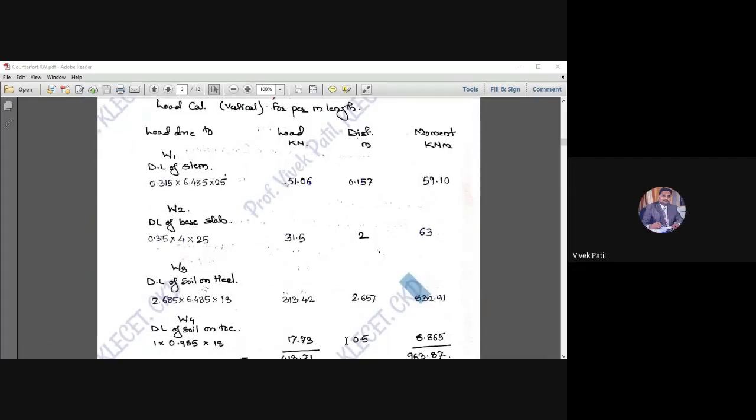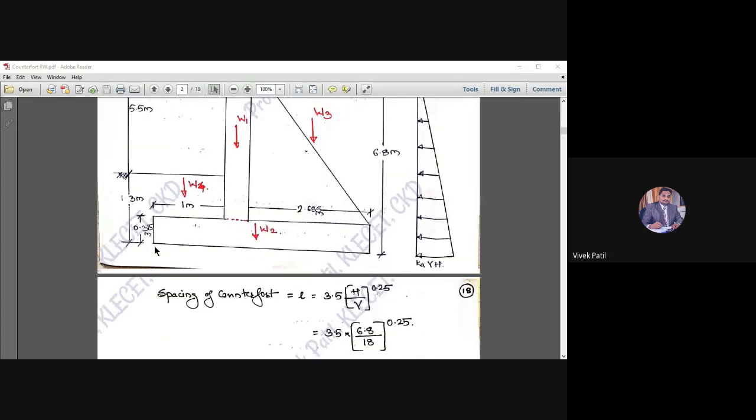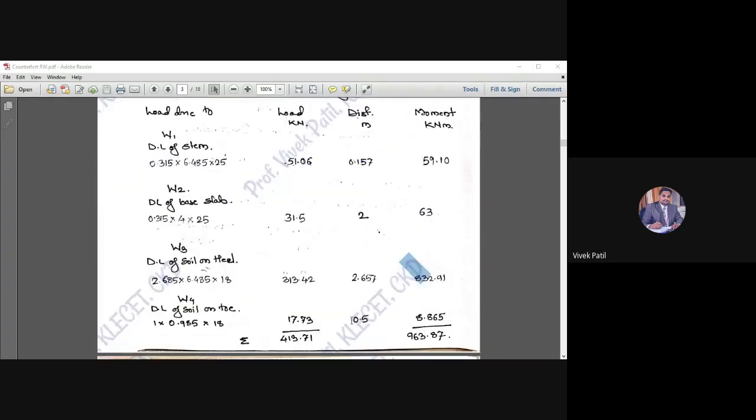So 17.73, where will it be acting? Where is this W4 acting, from this point or from this face? It will be half of this span, 1 divided by 2, that is 0.5. Just check the calculation: 8.865. So calculate the total load, whether this value is correct: 413.71. That is the total load.